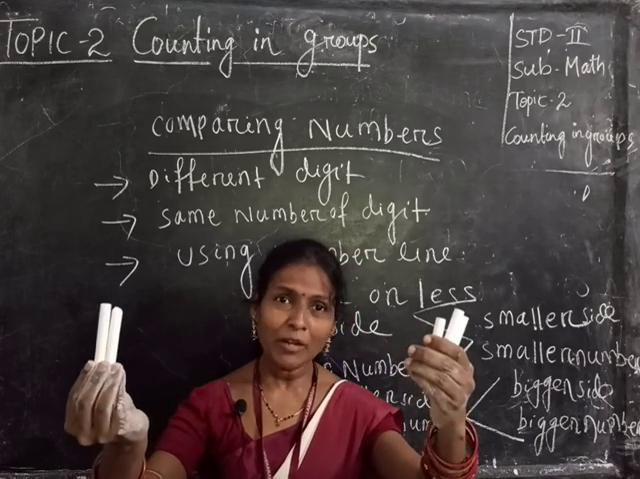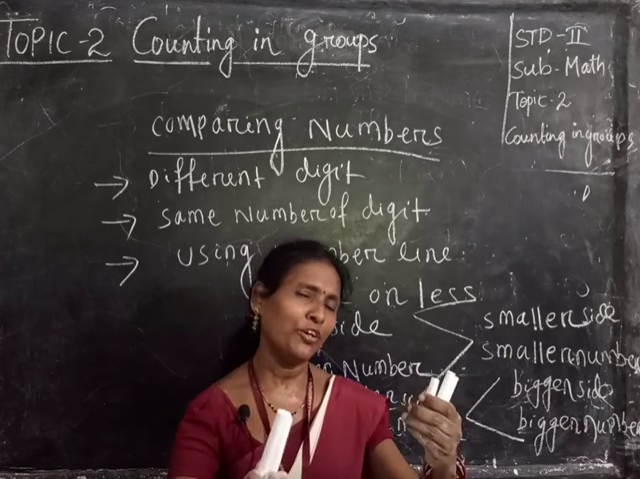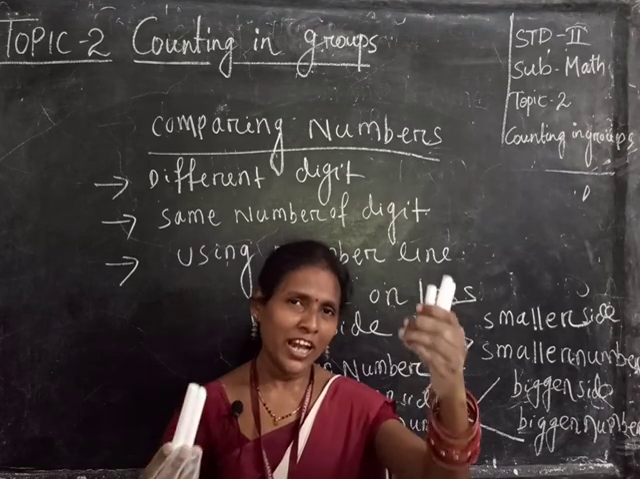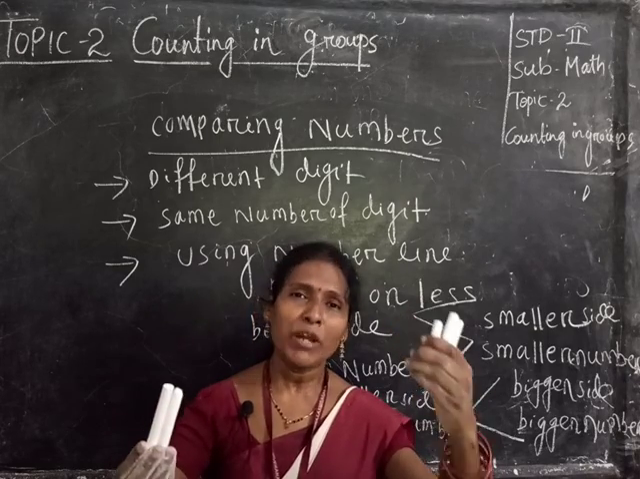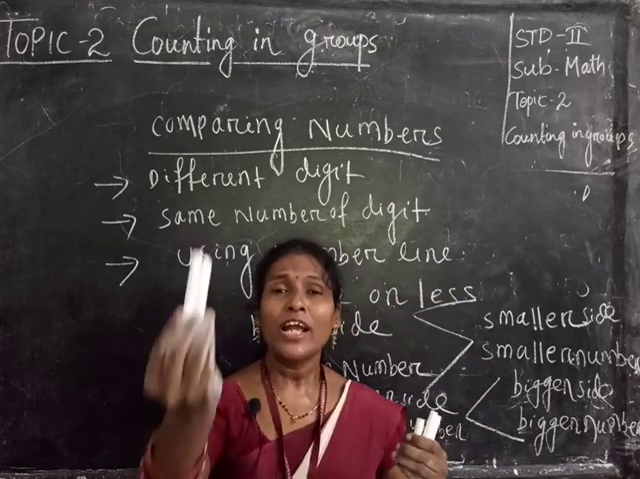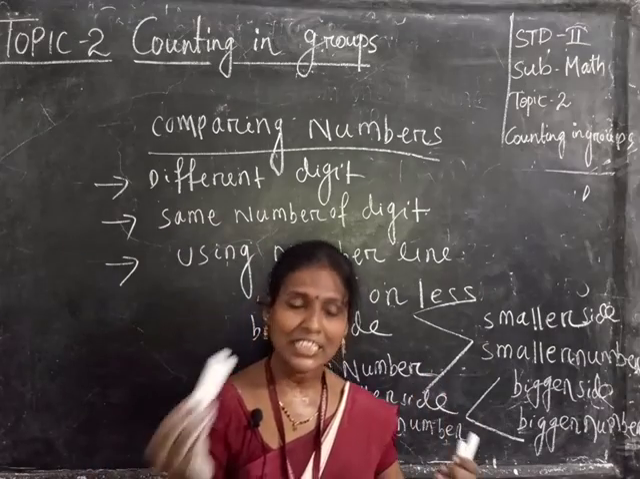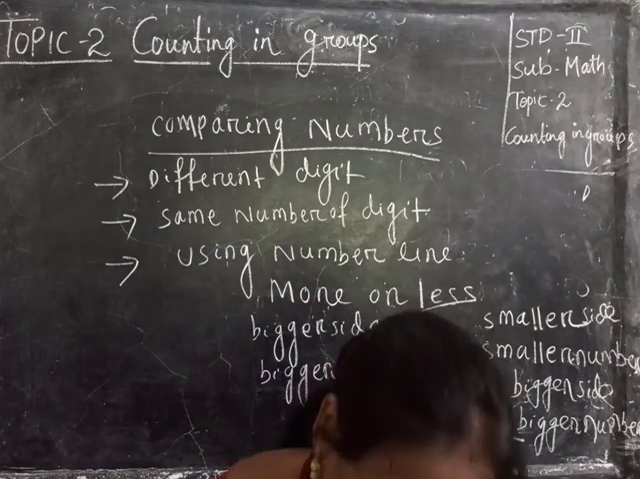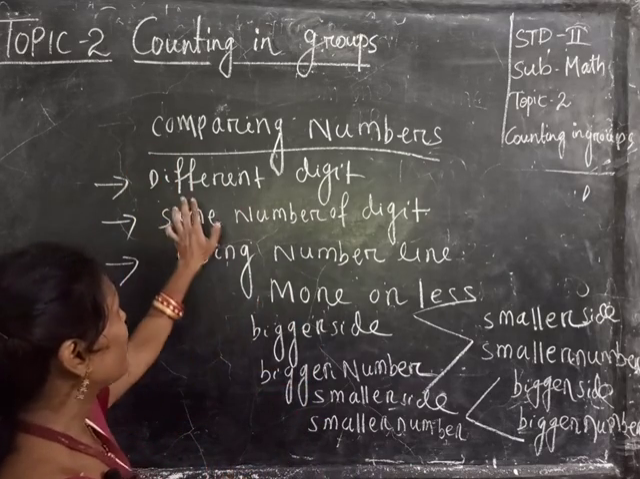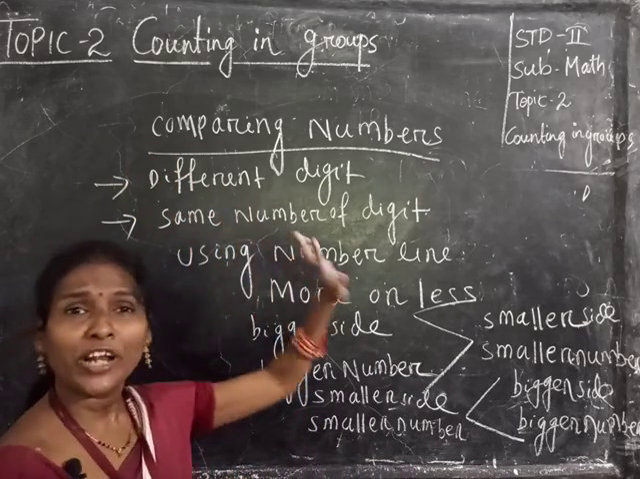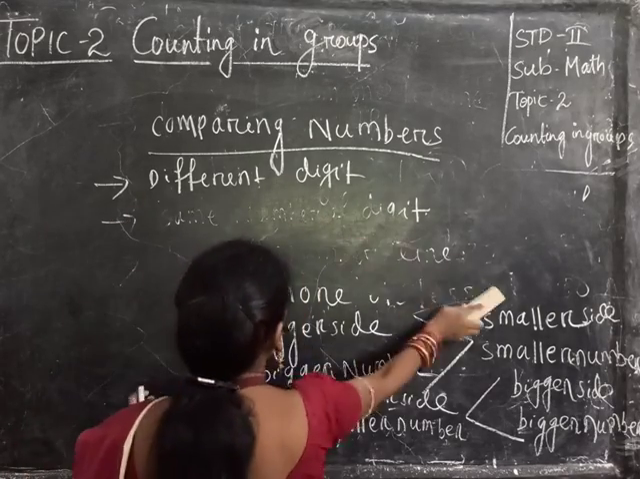This one is how many? 3. But this one is 2. I know that you know. Answer. Tell me. Yes. The chalk which I am holding in my left hand is more, and the chalk which I am holding in my right hand is less. So for this we have to know some rules. You see, comparing quantities. First we will see different digits. Okay, so let us see what is different digits.